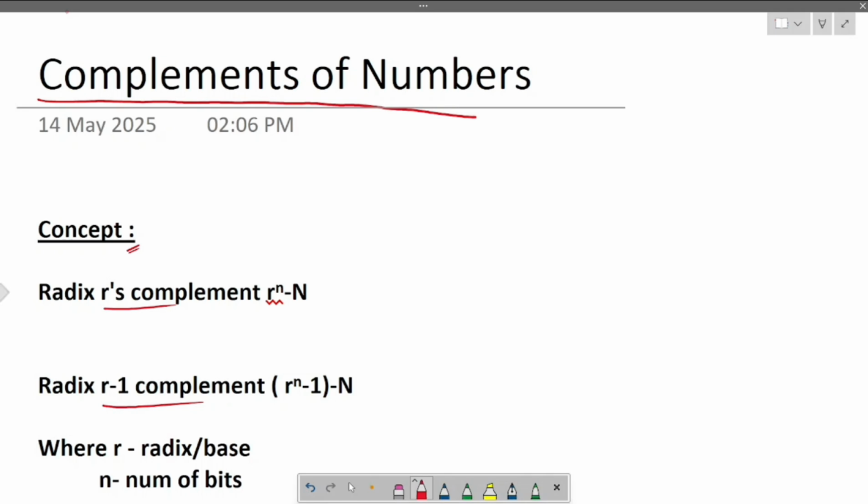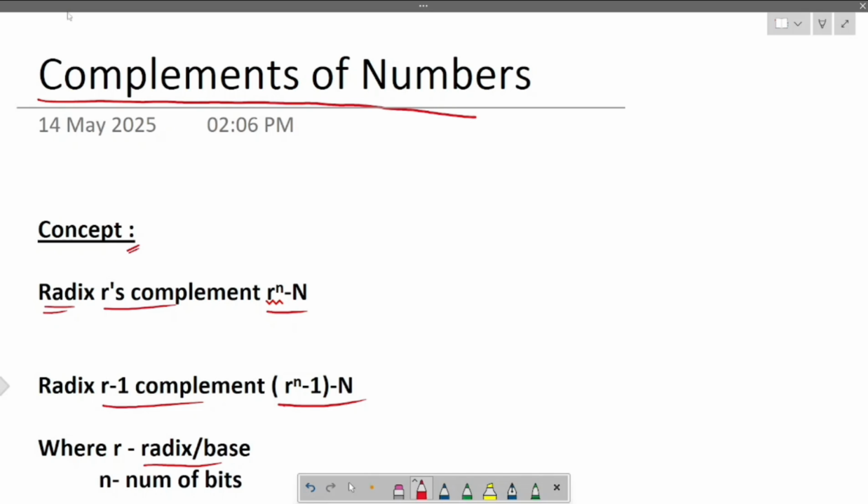So what does radix mean? Radix is nothing but the base. Radix is also called the base, and for r's complement you need to remember this formula: r power small n minus capital N. For (r minus 1)'s complement, it is r power n minus 1 minus N. These are the formulas.